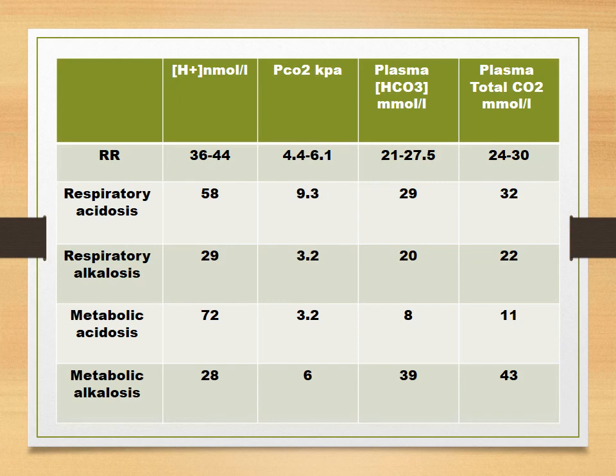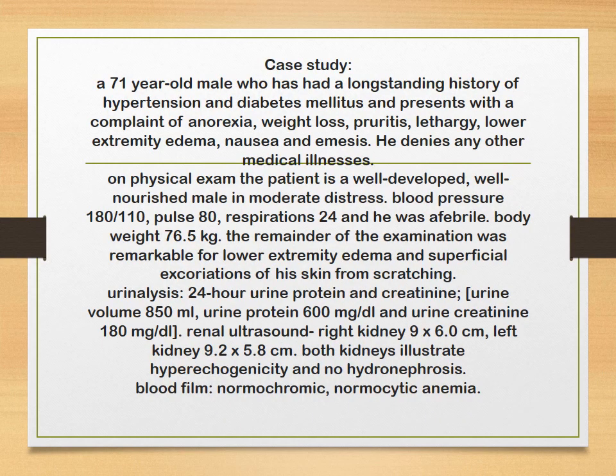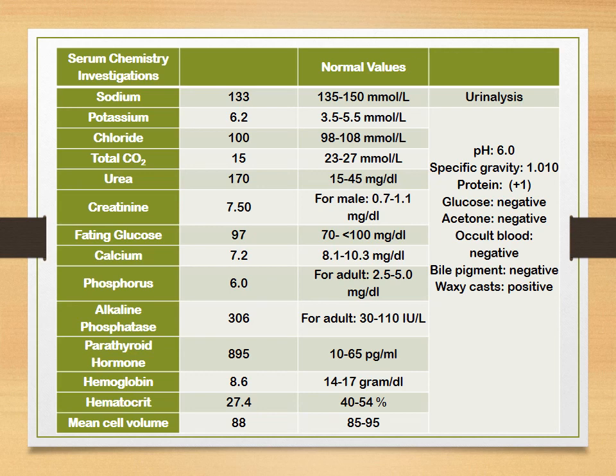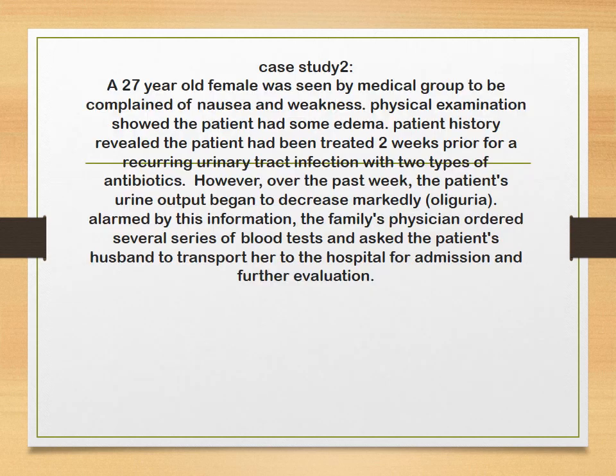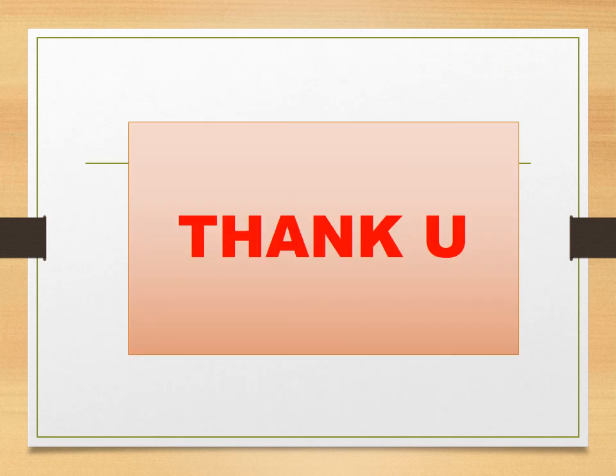There is a table that summarizes the change of parameters in respiratory and metabolic acidosis. Two cases you must read and define the type of disease and the result.